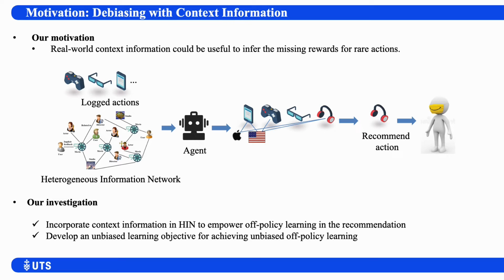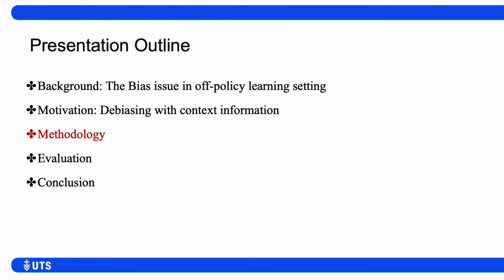And to this effect, in this work, our investigation is to incorporate the context information in the heterogeneous information network to empower the off-policy learning in the recommendation. And also, we want to develop an unbiased learning objective for achieving the unbiased off-policy learning optimization. Next, I will go through the methodology of this work in detail.